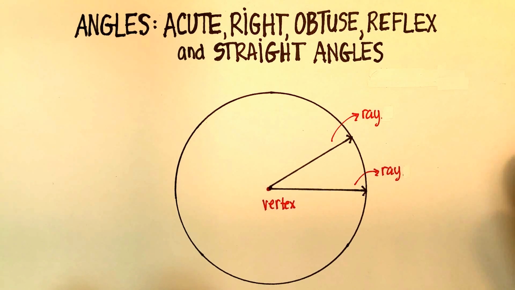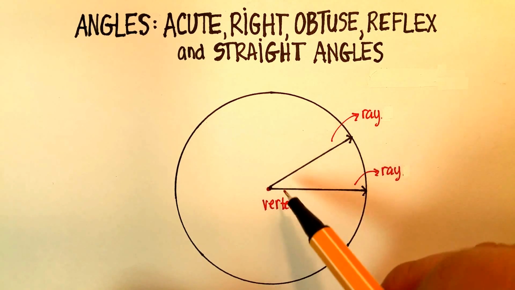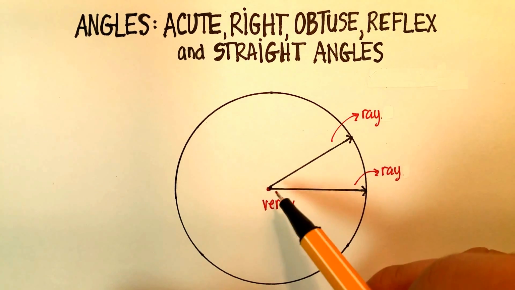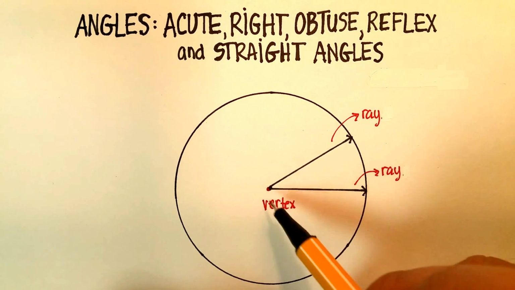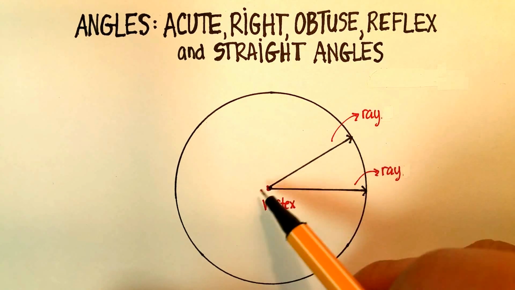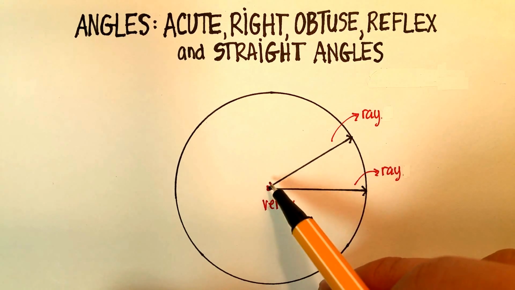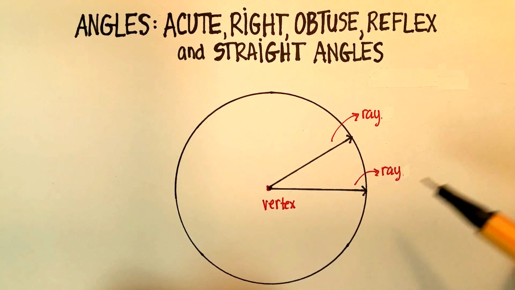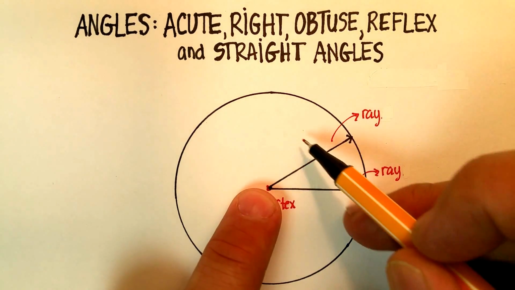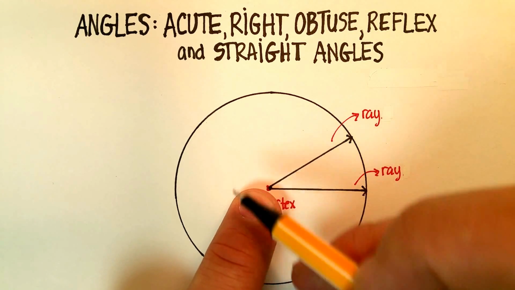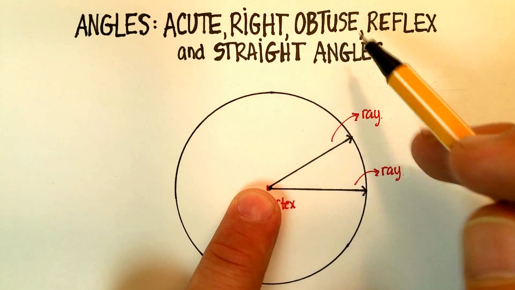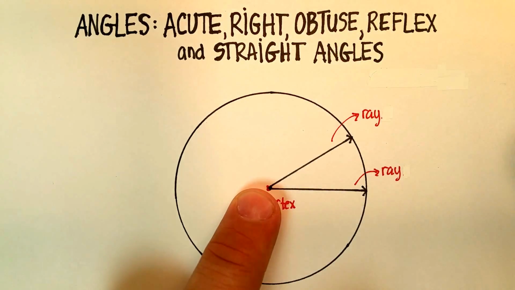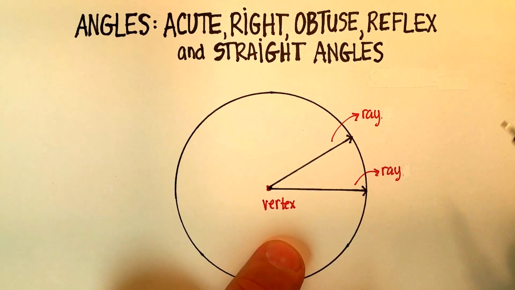So let's just talk about what an angle is. An angle is basically composed of two rays and a vertex, okay? And the rays meet at the vertex. They intersect at the vertex. And depending on how wide open these two rays are is how you get these different types of angles. So let me show you what I mean by that.